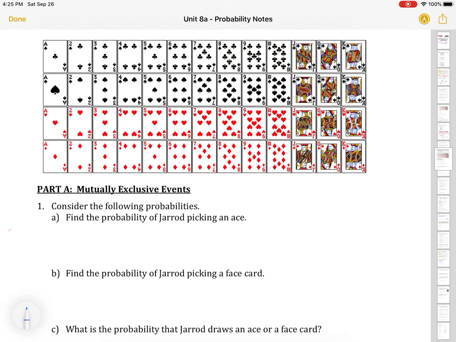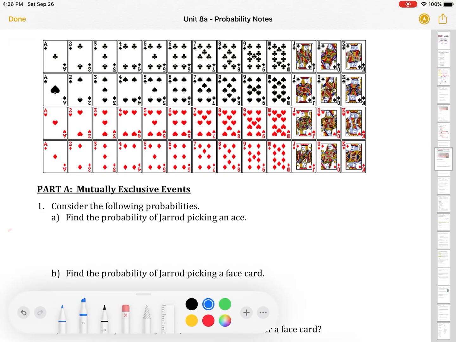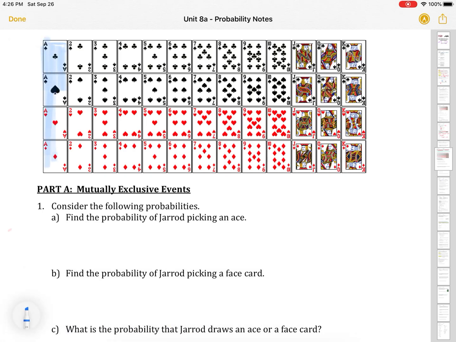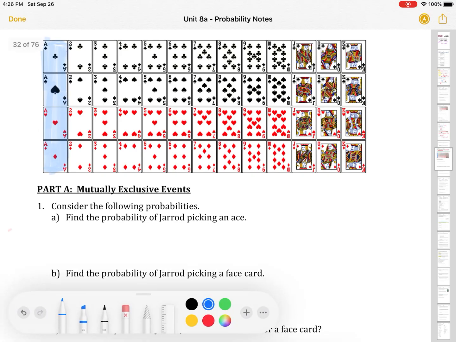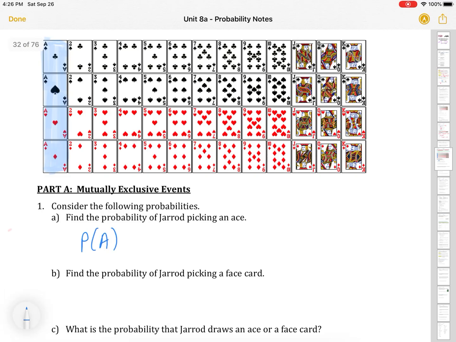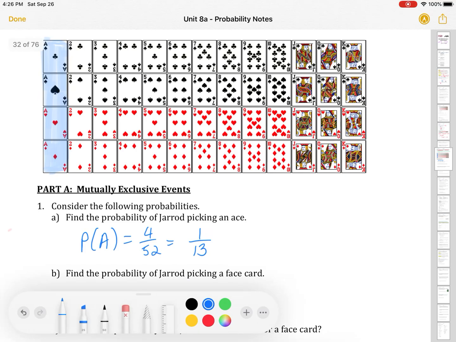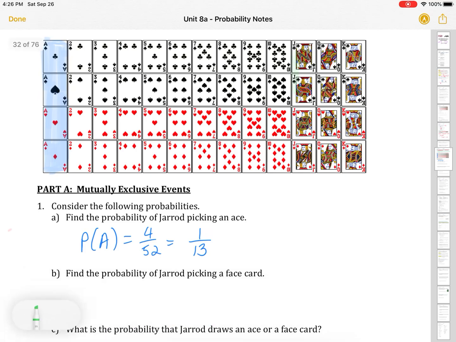So we're going to start with a deck of cards. Jared has a standard deck of 52 playing cards, and we're going to answer the following questions. We're going to consider the following probabilities. What is the probability of Jared picking an ace? If we highlight our aces, we have 4 aces out of the total 52. So the probability of Jared picking an ace out of this standard deck is 4 out of 52, which is equal to 1 out of 13. You can convert that to a decimal if you want, but for the sake of what we're going to do, we're going to leave it in fractions.